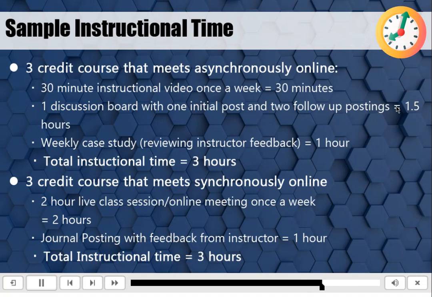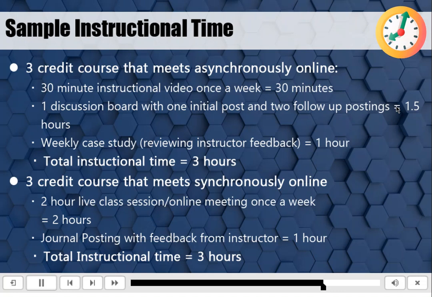So if we think about how this realistically lives within a course, let's say that we have a 3-credit course that meets asynchronously online. Each week you have a 30-minute instructional video. That equals 30 minutes. Also in the week, you have 1 discussion board with 1 post and 2 follow-up postings. So that would equal 1.5 hours of instruction. Then you have a weekly case study with the student reviewing instructor feedback, which equals 1 hour. So now your total instructional time equals 3 hours.